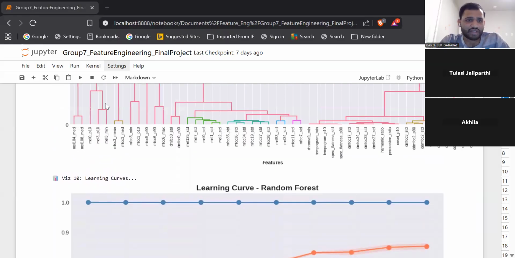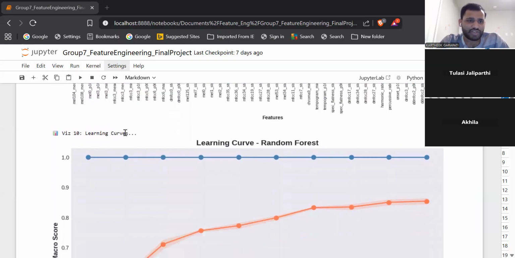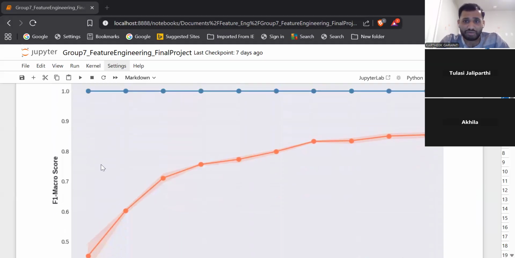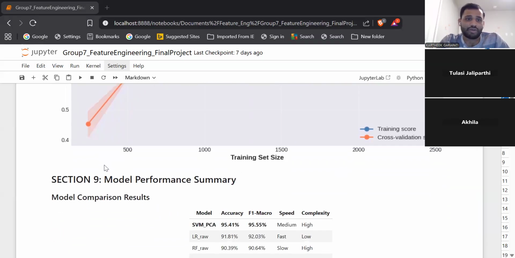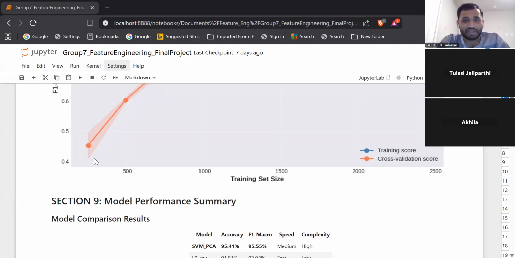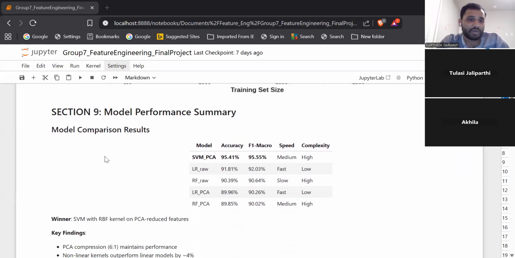As a continuation of the dendrogram, we have visualization 10, the learning curves, which show CV score reaching 85% and F1 macro with a small training-validation gap, indicating good generalization. The rising curve suggests more data could reach 90%. So this is our visualization and analysis from our data through machine learning and some PCA. It is a pretty good analysis we were able to make.